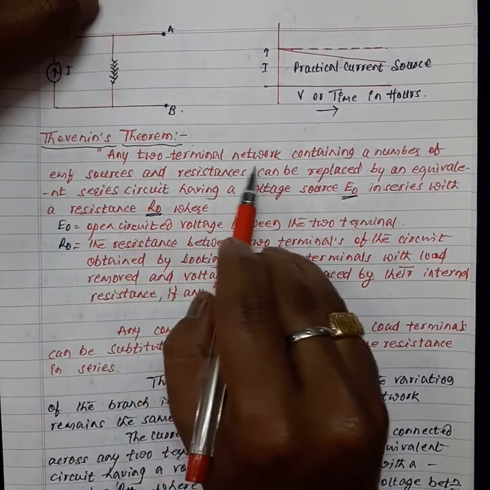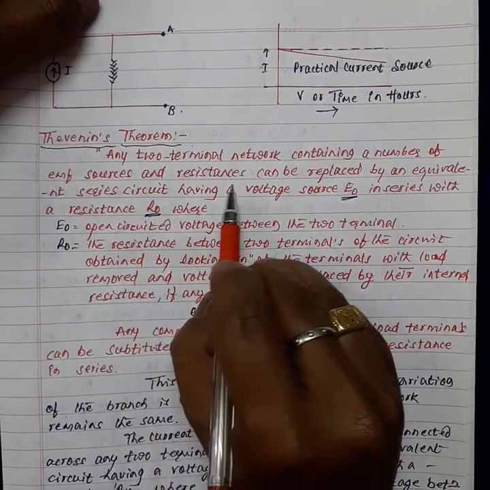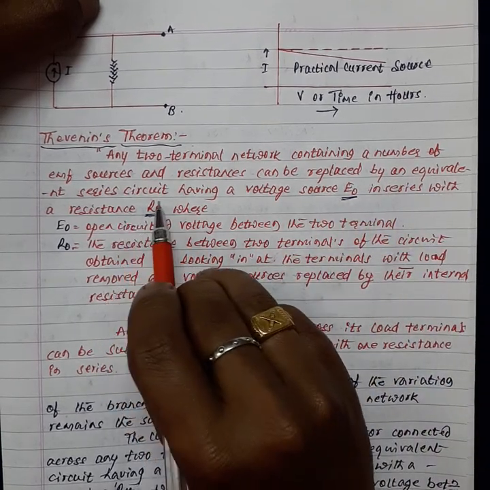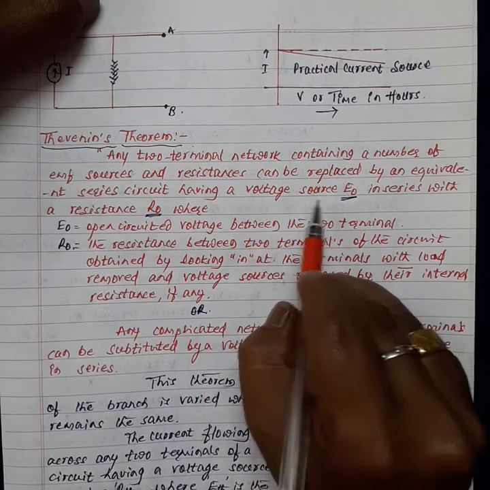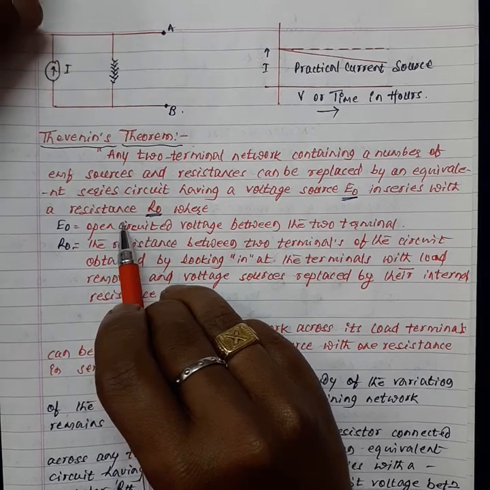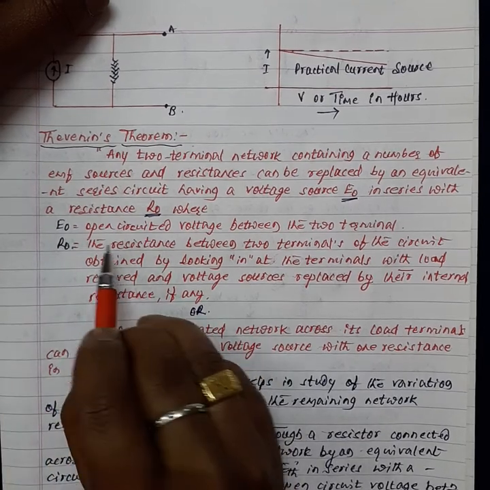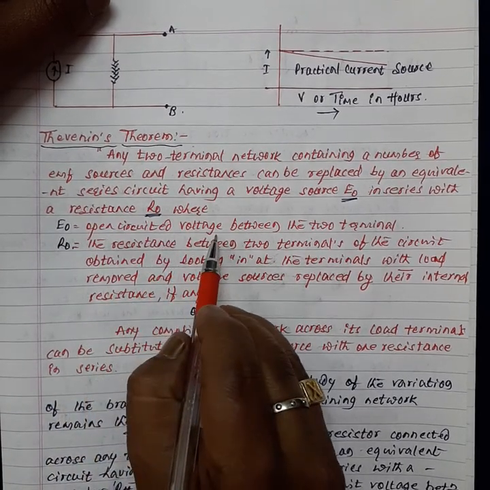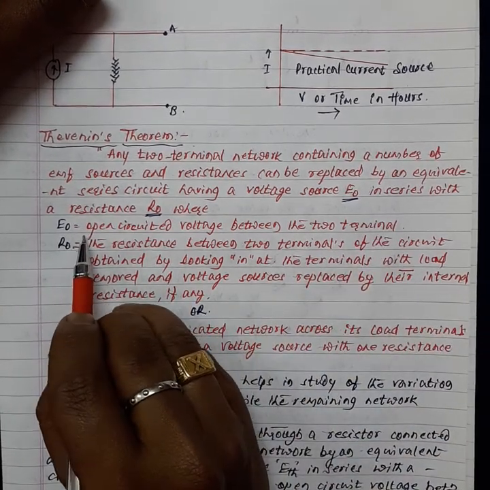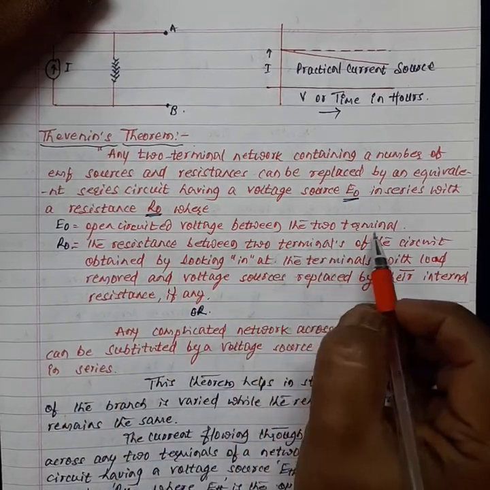Any two-terminal network containing a number of EMF sources and resistances can be replaced by an equivalent series circuit having a voltage source E of naught in series with the resistance, say R naught, where E of naught is the open circuited voltage across the two terminals. You remember this? E of naught is nothing but open circuited voltage between the two terminals.